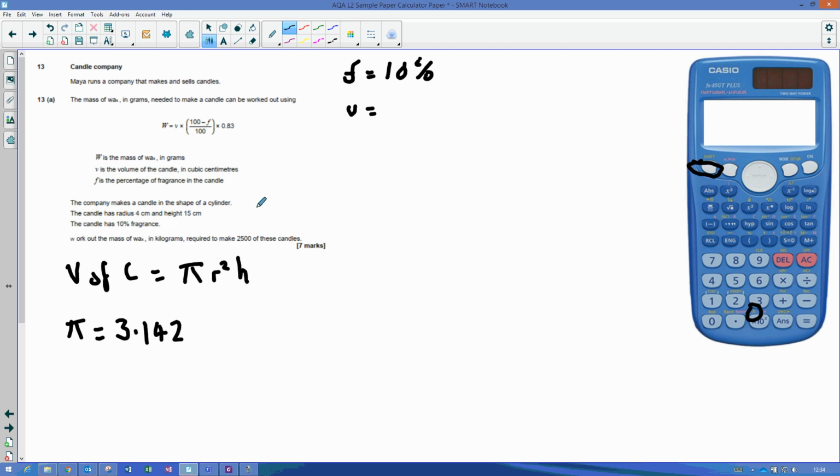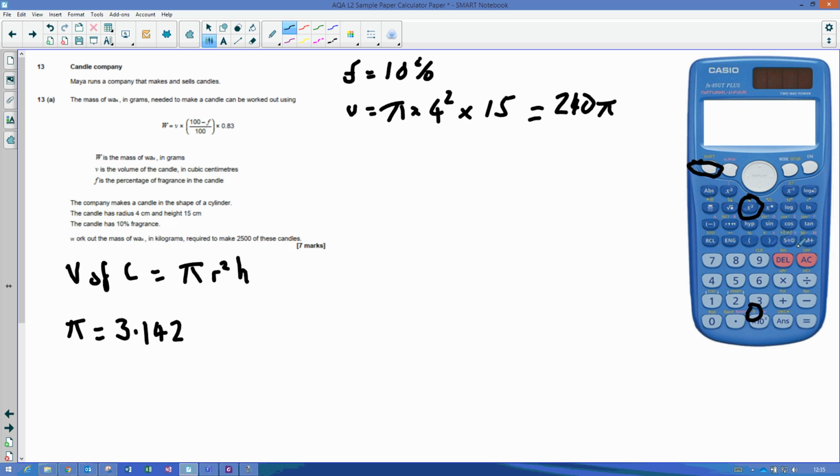What else do I need to work out this volume? I need the radius, which I know, and I need the height, which I know. So I've got everything I need, and I'm going to type into my calculator pi times 4 squared times 15. 4 squared can be done with this button here. When I type that into the calculator, it gives me an answer of 240 pi.